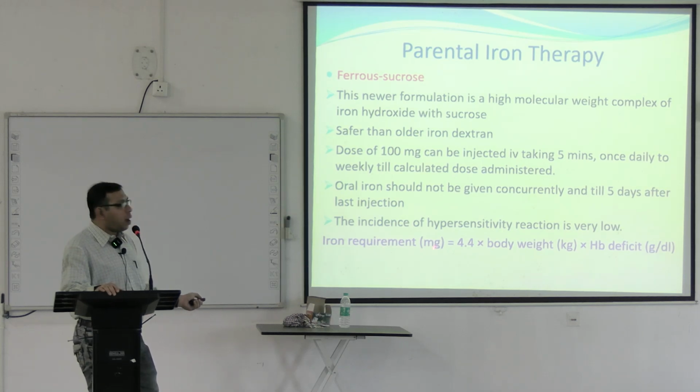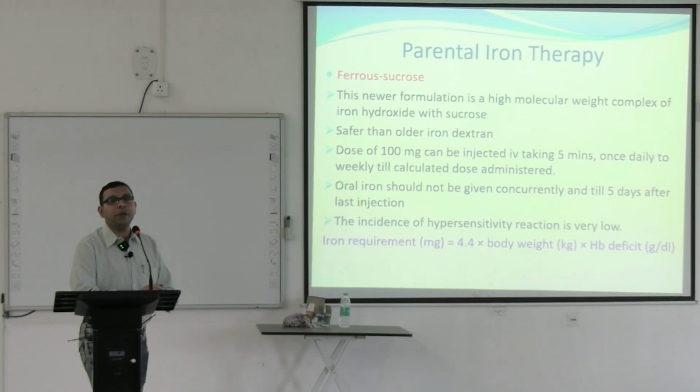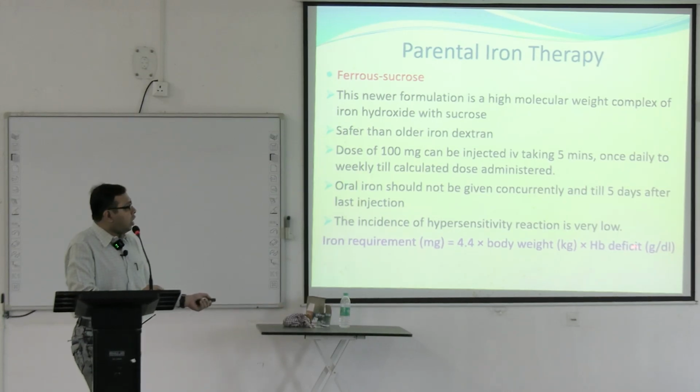Now, how is the dose usually calculated for parenteral iron? Iron requirement in milligram is equal to 4.4 into body weight in kg into hemoglobin deficit in gram per deciliter. So, for example, if the normal hemoglobin is 12 and the patient's hemoglobin is 6, so we have 6 into, if the body weight is 70, 6 into 70 into 4.4. Ultimately that will be the iron requirement, and that iron requirement is to be replenished by IV injections of this parenteral iron.